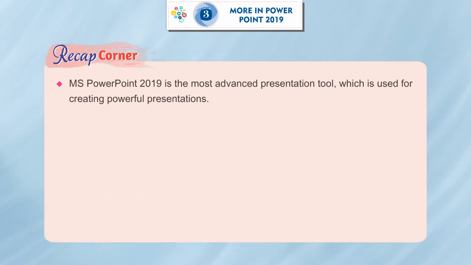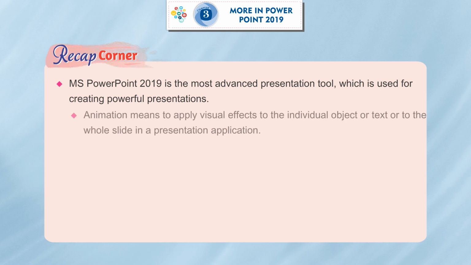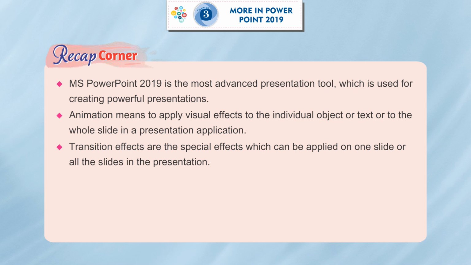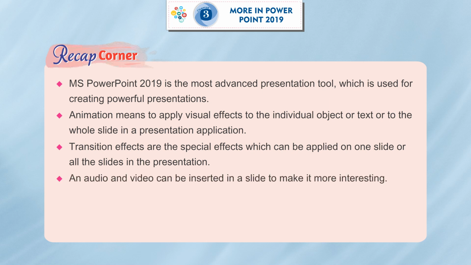Recap corner. MS PowerPoint 2019 is the most advanced presentation tool which is used for creating powerful presentations. Animation means to apply visual effects to the individual object or text or to the whole slide in a presentation application. Transition effects are the special effects which can be applied on one slide or all the slides in the presentation. An audio and video can be inserted in a slide to make it more interesting.